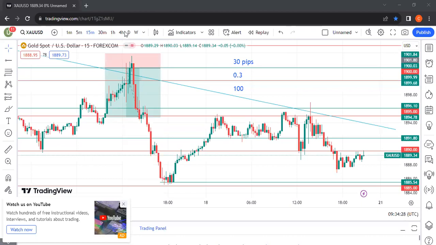Number two, have a risk management plan. Number three, have patience to wait for your trade. Number four, have the confidence to take your trade. Simple. These are the 4 things you need to do in trading. Simple, like this. Rinse and repeat like this. Your trading game is going to change forever.